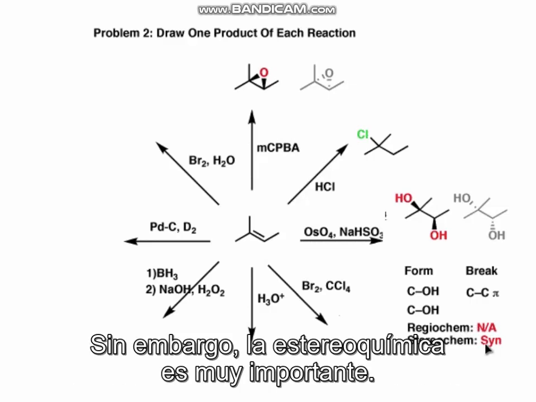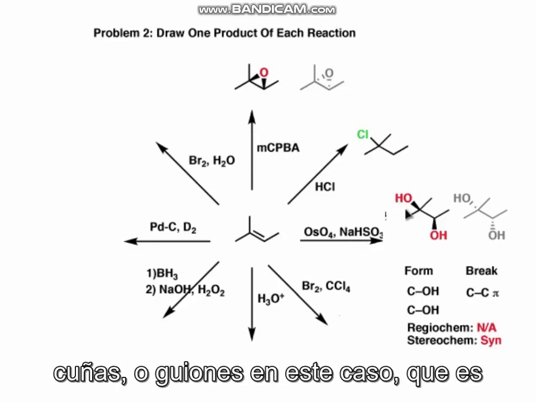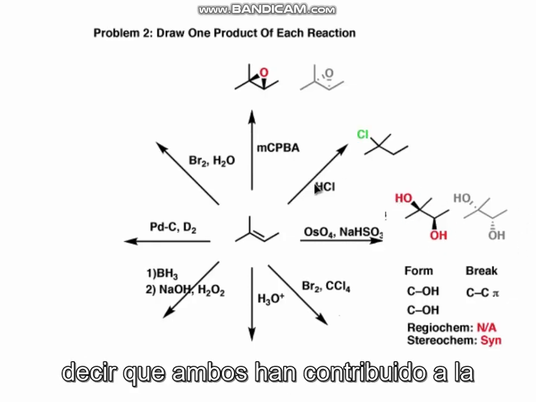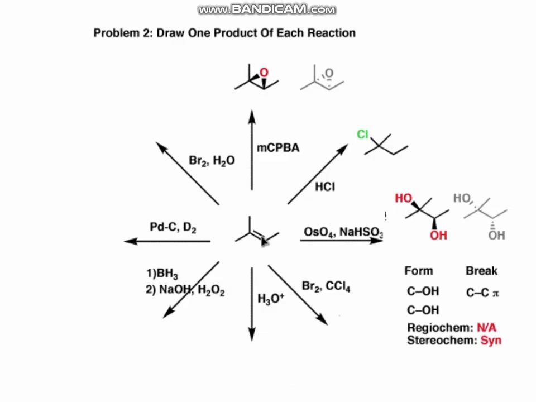However, the stereochemistry is very important. Notice that the 2 OH groups both have wedges, or dashes in this case, which is to say that they both added to the same face of the alkene. So that is to say that stereochemistry here is syn.